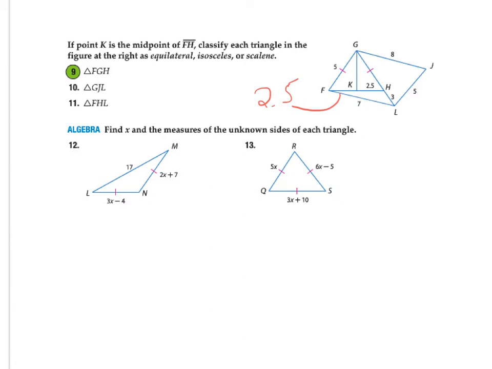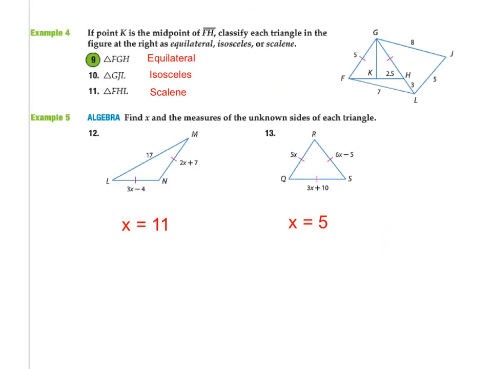Let's look at this triangle right here. Find x and the measures of each of the unknown sides. Looking at the first one, here we have two equal sides, so we know that 3x minus 4 is equal to 2x plus 7. In the second triangle, we have three equal sides, so we can choose any two of those sides. Let's choose the top two, so 5x is equal to 6x minus 5. I will let you guys do the algebra right now. Go ahead and solve for x. Stop the tape.